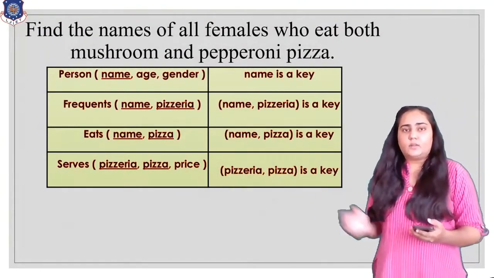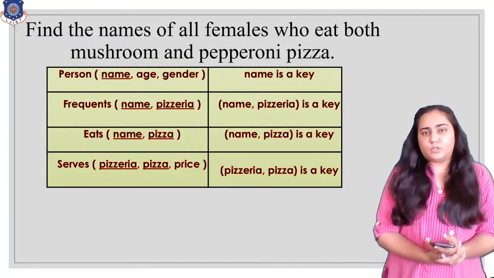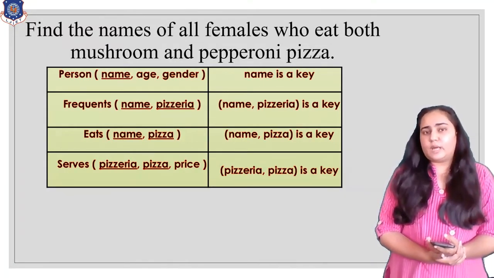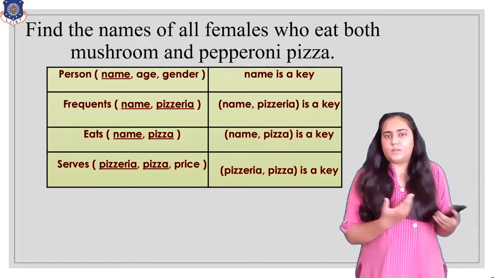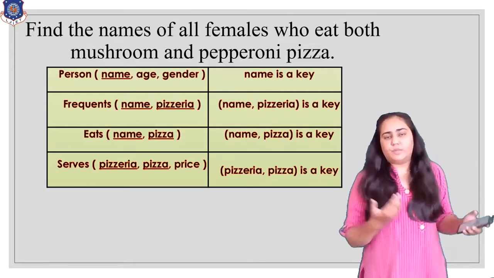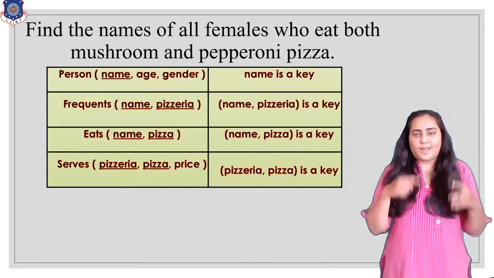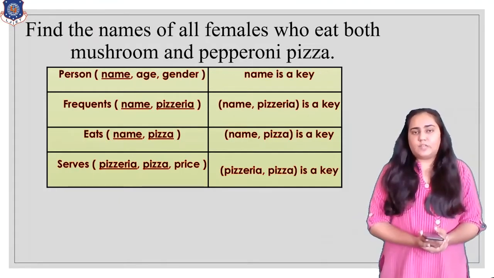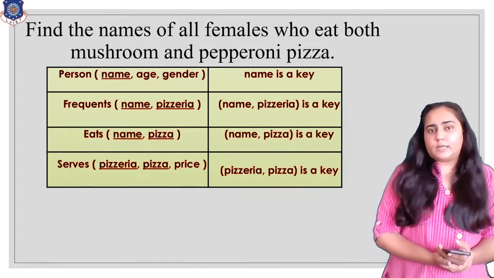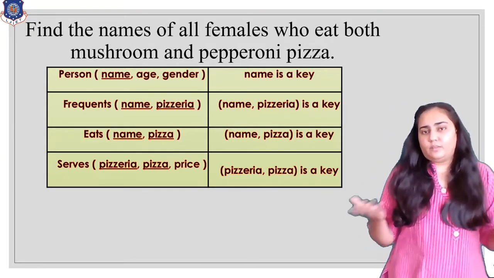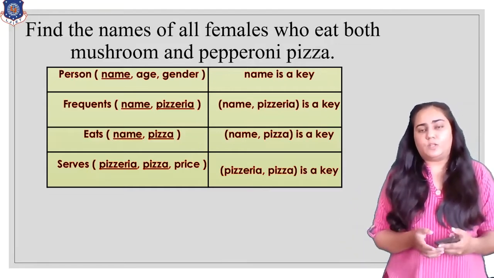Now, let us see another query. This is about finding names of all females who eat both mushroom and pepperoni pizza. Now, this is where most people would, like I said before, just rewrite the previous query, and instead of pizza equal to mushroom or pizza equal to pepperoni, just put and. And the result of that, as I said before, will be nothing. You will get no rows because no row contains mushroom and pepperoni together.